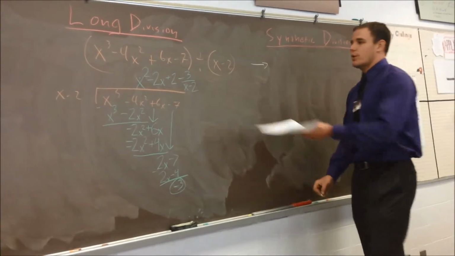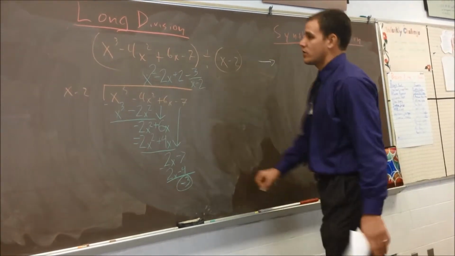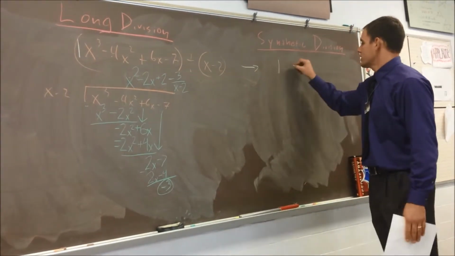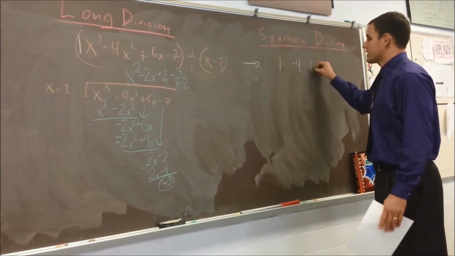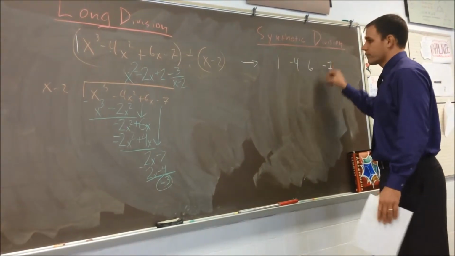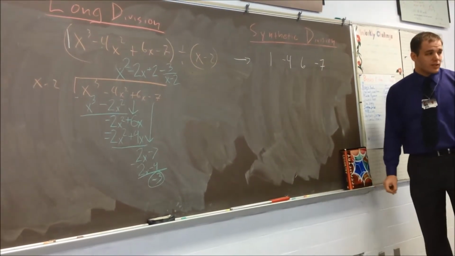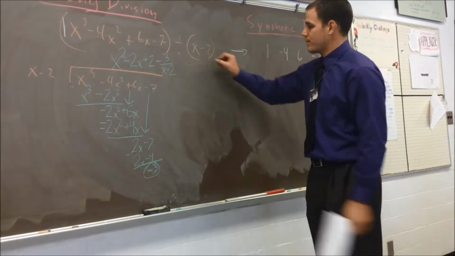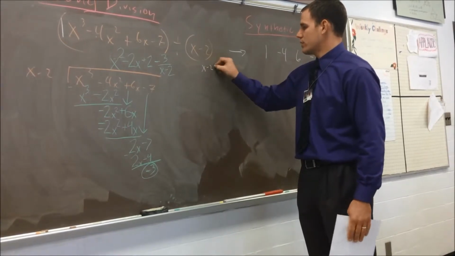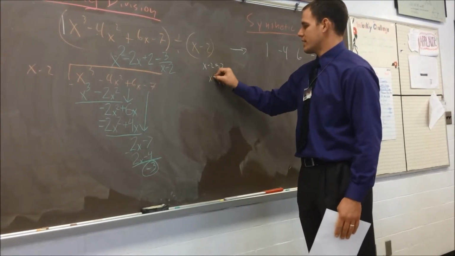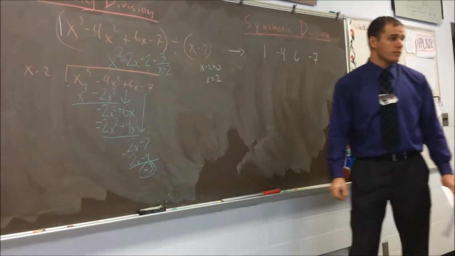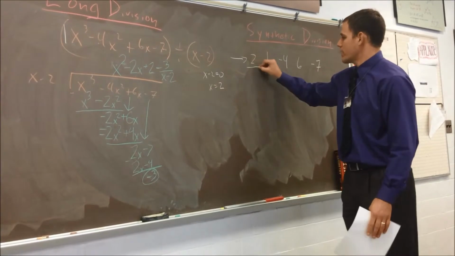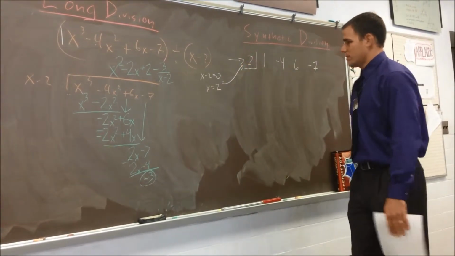So I'm going to write down the coefficients for all these. So I've got 1, -4, 6, and -7. Then, next, I am going to take this term right here and find what the 0 would be. So x minus 2 is equal to 0, so that means it's 2. Still with me? I'm going to put this right here in my captain's chair.